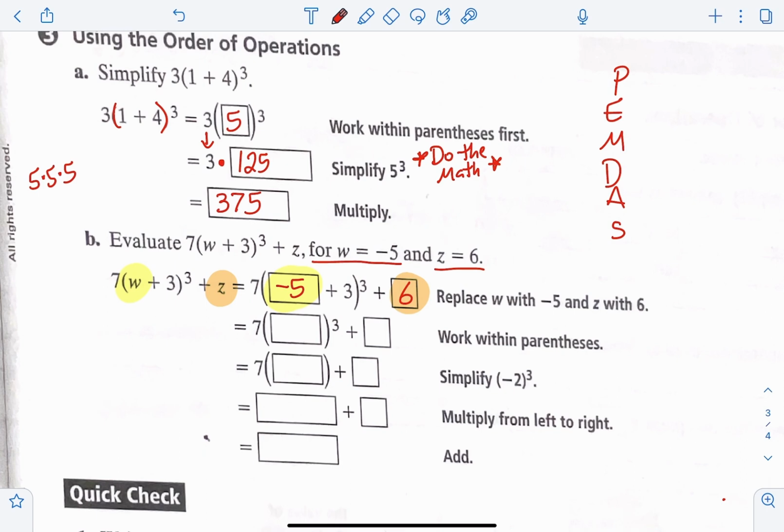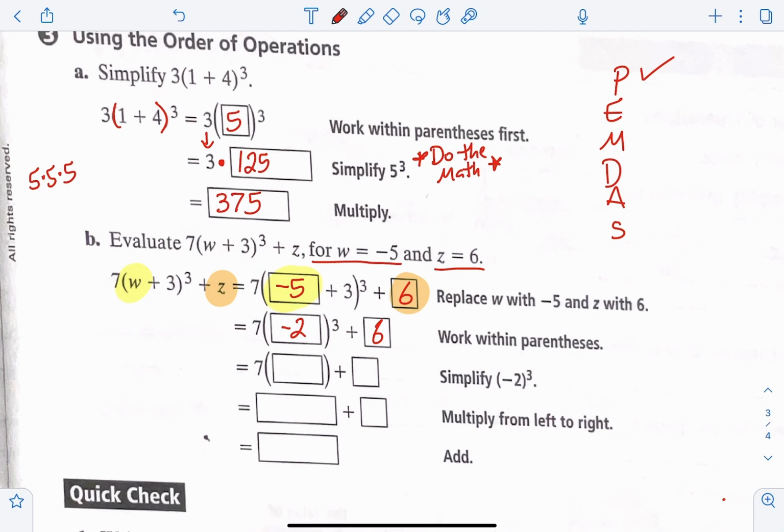Okay, so now we have 7 on the outside of the parentheses, -5 plus 3 inside it, all to the 3rd power, plus 6. So we can use our PEMDAS to help us solve this. Step 1, using those parentheses, right? We need to do what's inside them. -5 plus 3 is going to get us -2. We still have +6 over here. We still have the 7 in the front and the 3 as our exponent.